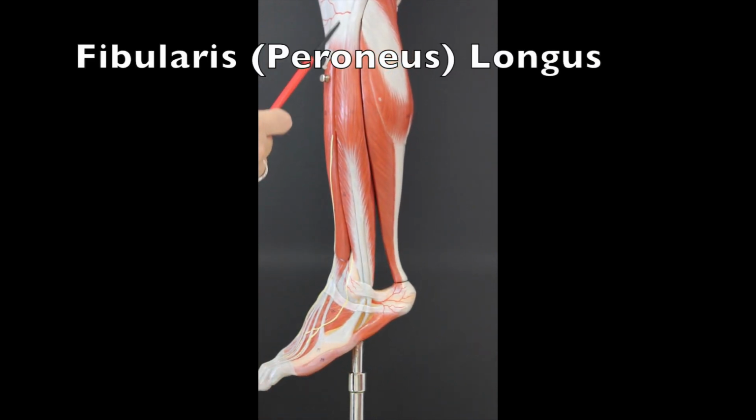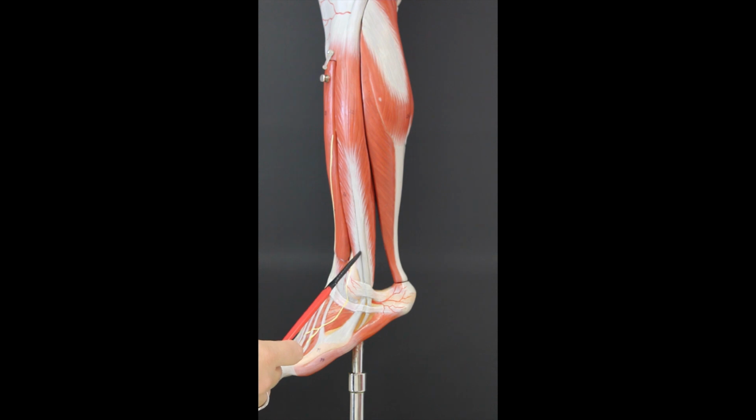Fibularis, or peroneus longus, is located in the lateral compartment of the leg. Fibularis longus is the larger and more superficial muscle within this compartment. It originates from the superior and lateral surface of the fibula and the lateral tibial condyle. The fibers converge into a tendon which descends into the foot, posterior to the lateral malleolus. The tendon crosses under the foot and attaches to the bones on the medial side, namely the medial cuneiform and the base of metatarsal 1.